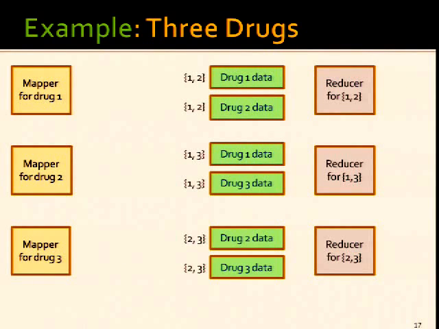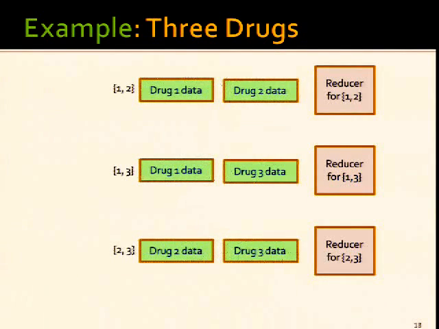So for example, the reducer for the set 1, 2 gets 2 key value pairs. They both, of course, have the key 1, 2, as it must. One has the drug 1 data, the other has the drug 2 data. And of course, this gets into the key list of values form. That's really not terribly important.